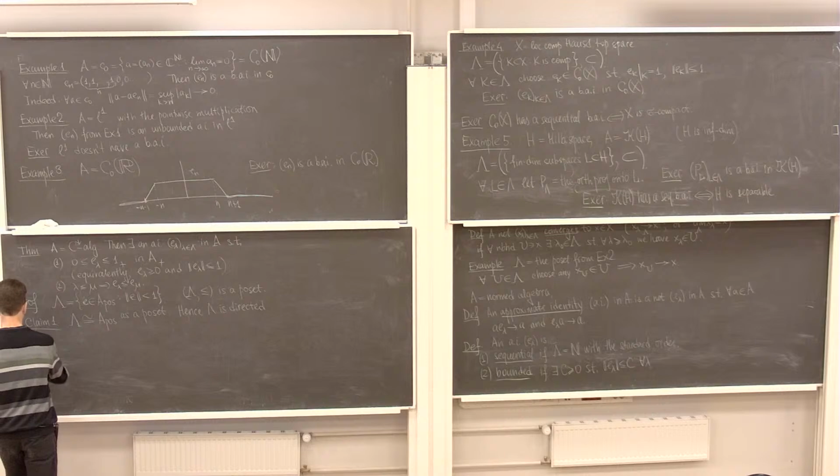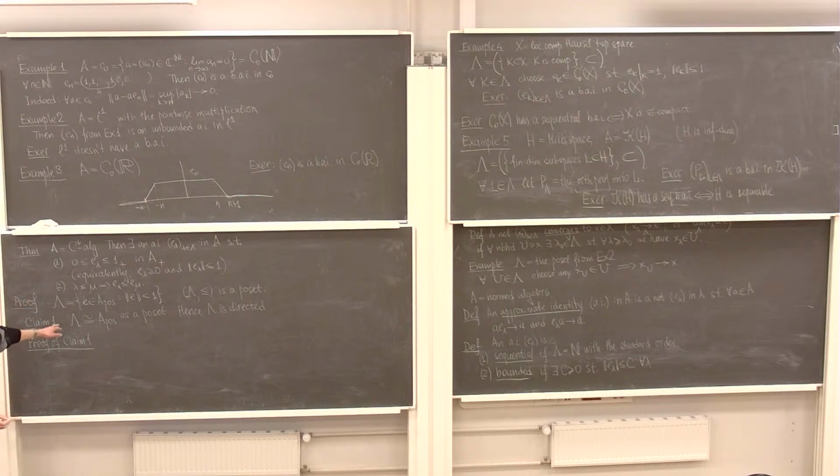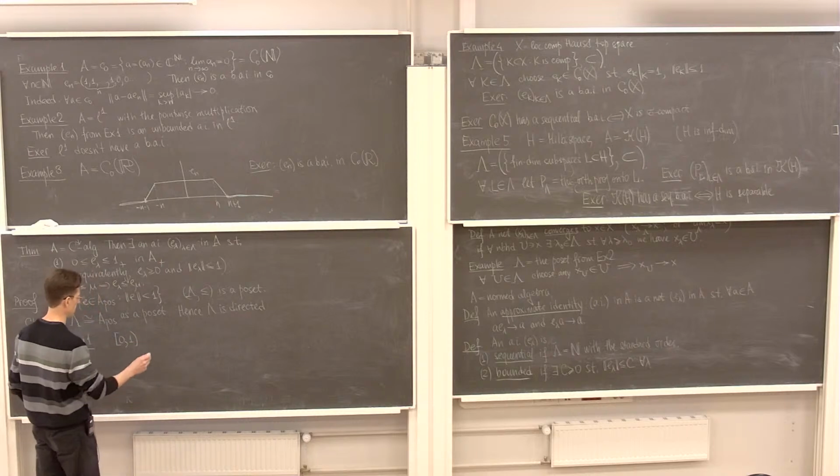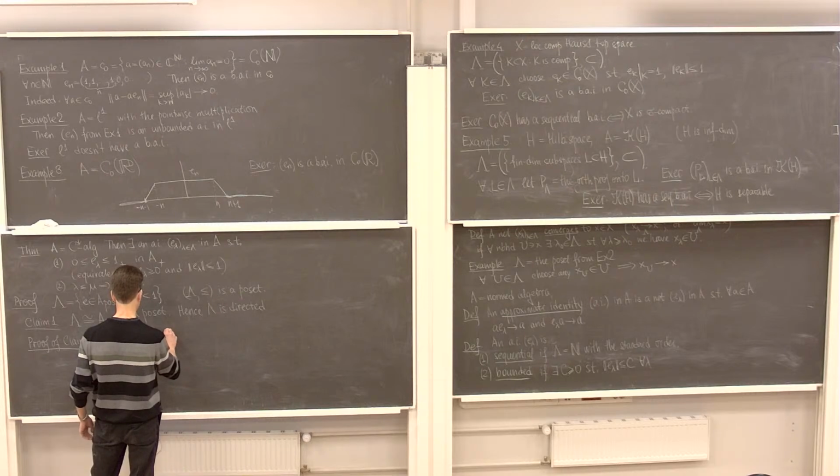Well, proof of claim 1. We explicitly construct this isomorphism from the following idea. First, we construct an order isomorphism between the interval 0, 1 and the interval from 0 to plus infinity.